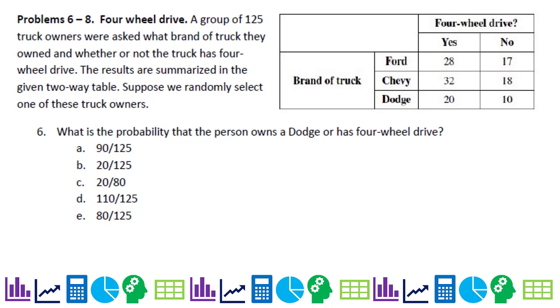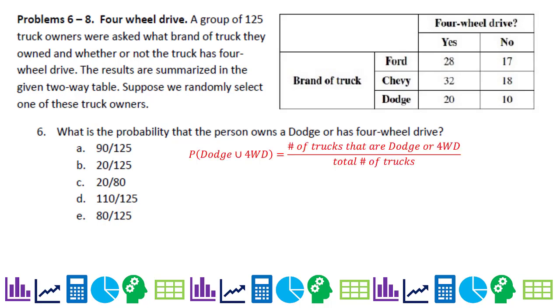We're looking at a two-way table which has 125 truck owners who are asked what brand of truck they owned and whether or not the truck has four-wheel drive. The results are summarized in that table, and we're going to randomly select one of these truck owners. What is the probability the person owns a Dodge or has a four-wheel drive?